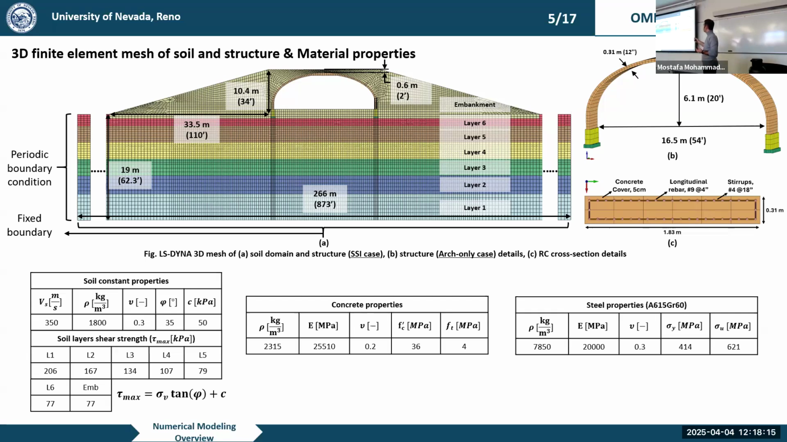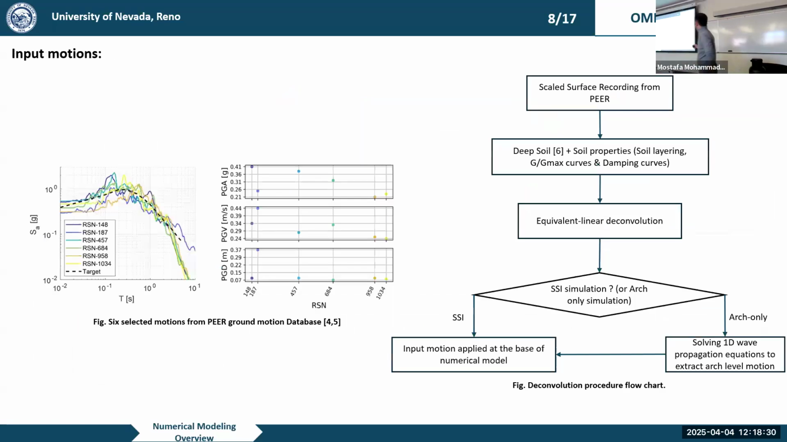But when I do the same simulation for my arch-only case, I need to have the motion at the foundation level, which will be here. In order to find that input motion for the arch-only case, I needed to solve a one-dimensional propagation equation to get the motion at that level. So now I will have both motions, for my SSI case and also for my arch-only case.